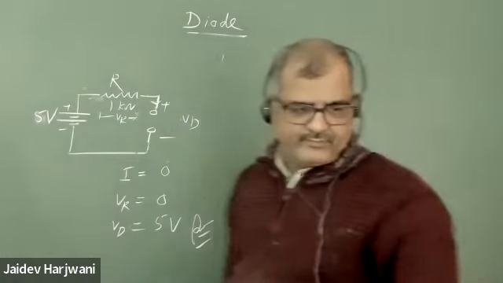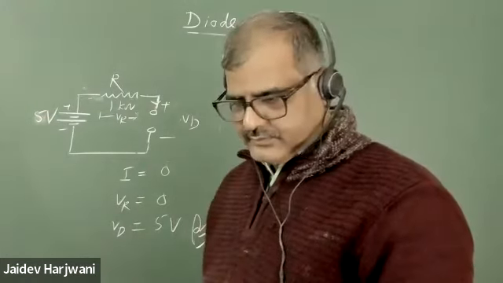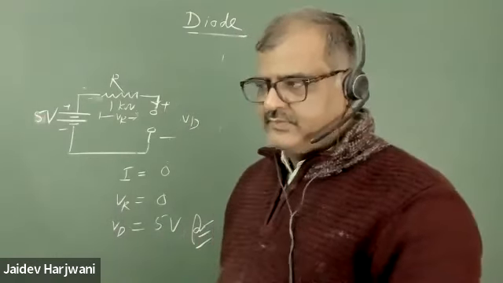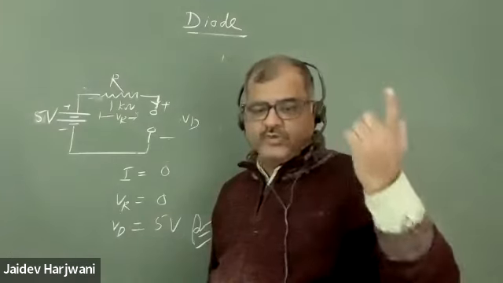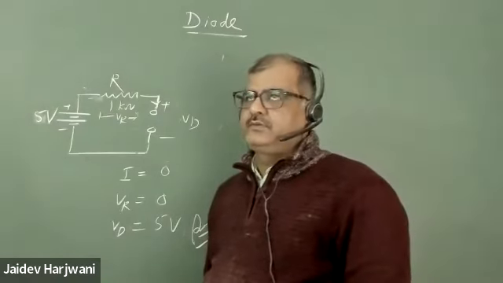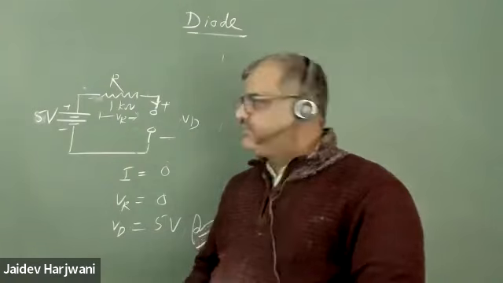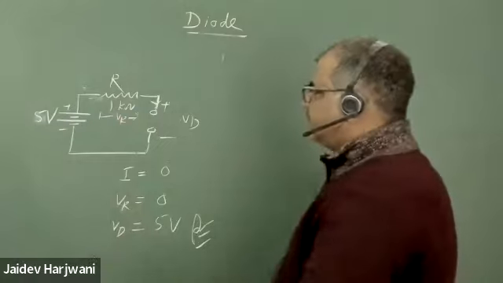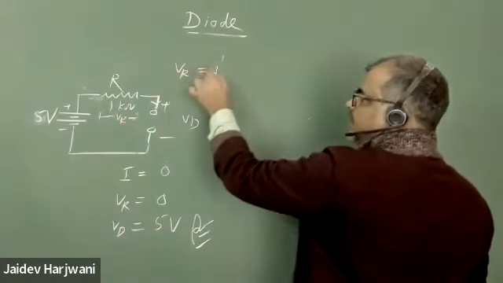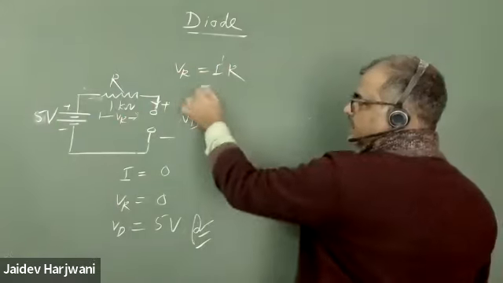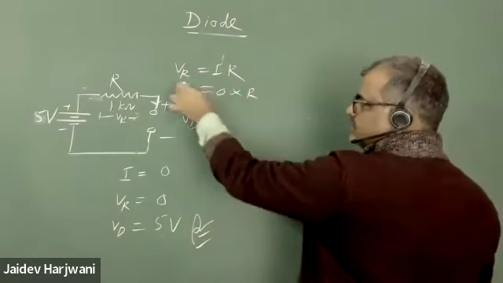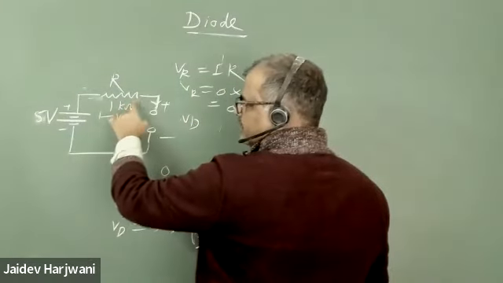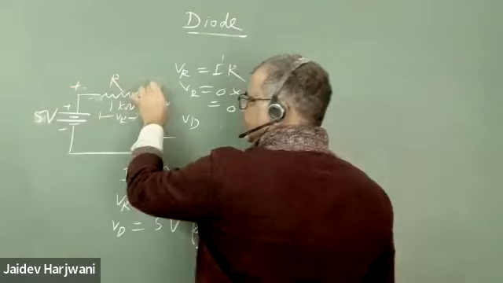Sir, there will be no resistance, no voltage drop across the resistance. In between, there is 1 kilo ohm resistance. Why will there be a voltage drop when current is not flowing at all? Okay, if there is no current in the diode, I is 0, so VR is what? Your VR is IR. Now I is 0, so your VR will automatically be 0. So there's no drop. So whatever voltage is coming, that will come to here.